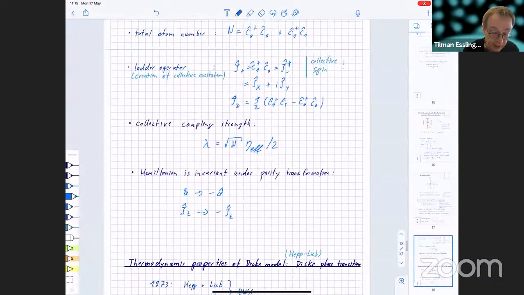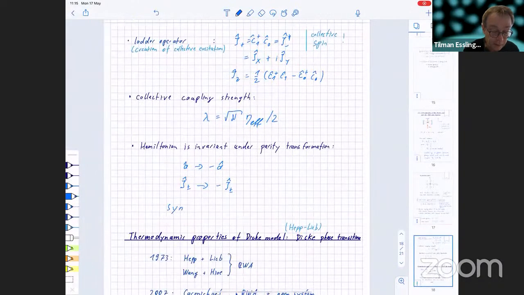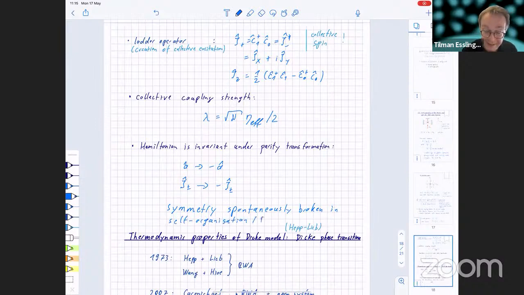Okay, symmetry, and we should write it down, symmetry spontaneously broken in self-organization / Dicke transition.